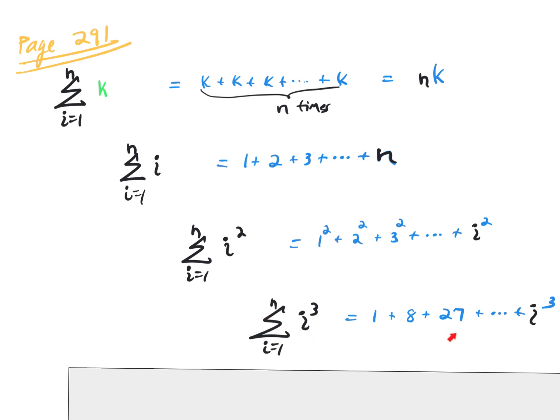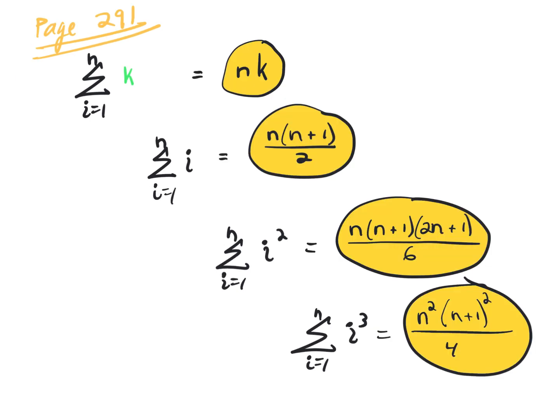Well, instead of adding all these up, we have formulas for these, and page 291 has the following formulas. And these are the formulas. We already proved this one in class with induction. For period B5, I asked you to try this one for homework. For period B8, I asked you to try this one for homework. And we haven't proved this one, but these are the formulas for the summations of a constant, i, i squared, and i cubed, as i goes from 1 to n.